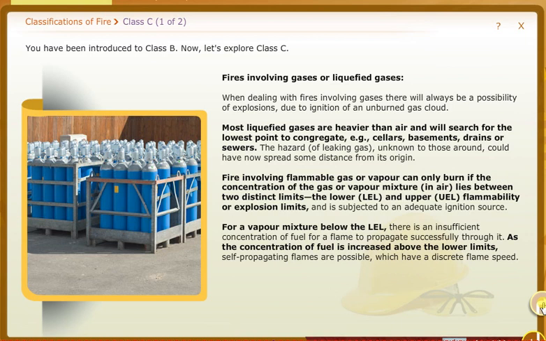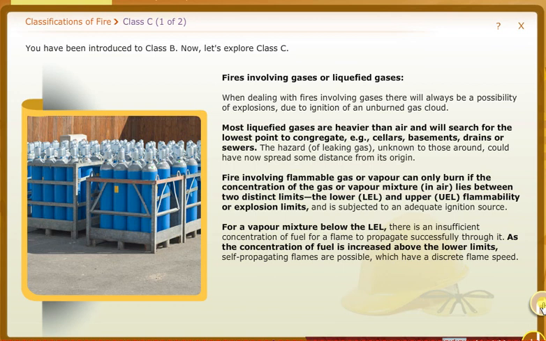You have been introduced to Class B. Now, let's explore Class C. Fires involving gases or liquefied gases. When dealing with fires involving gases, there will always be a possibility of explosions due to ignition of an unburned gas cloud. Most liquefied gases are heavier than air and will search for the lowest point to congregate, for example, cellars, basements, drains, or sewers. The hazard of leaking gas, unknown to those around, could have now spread some distance from its origin.